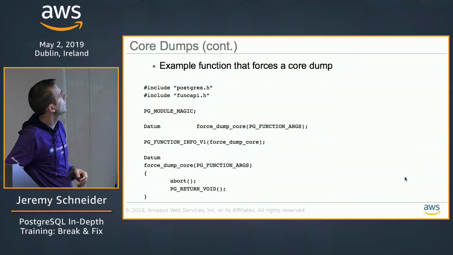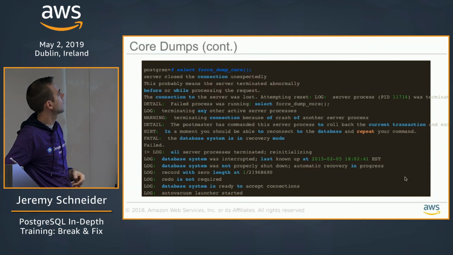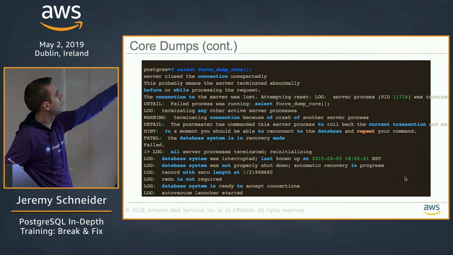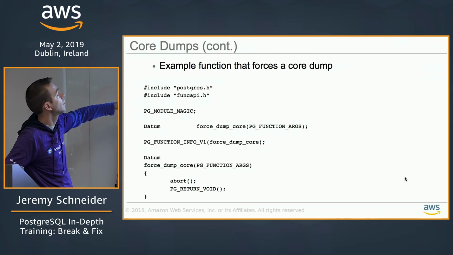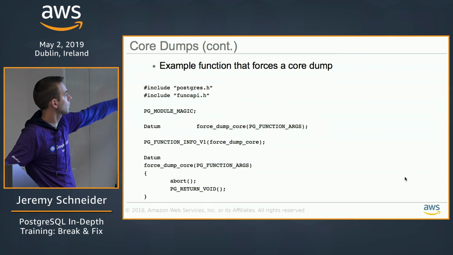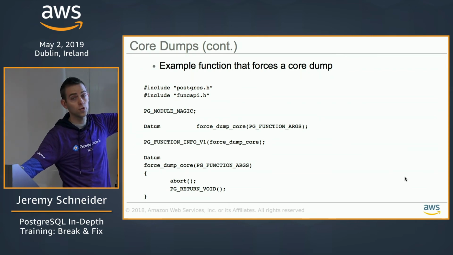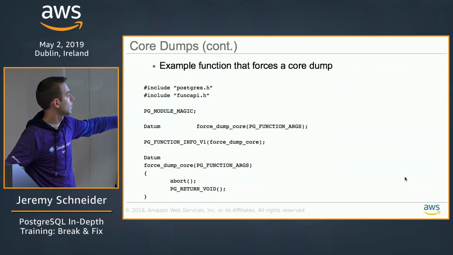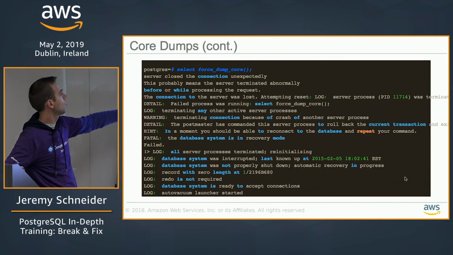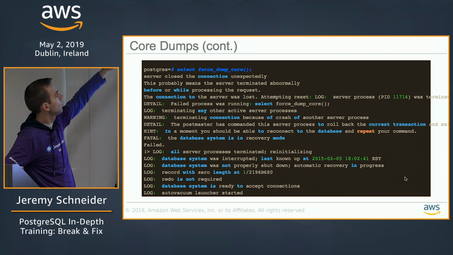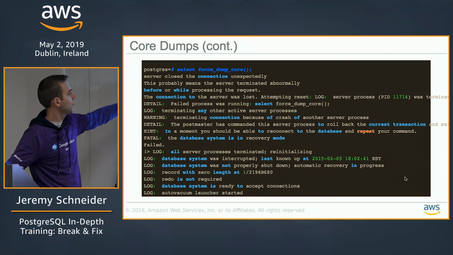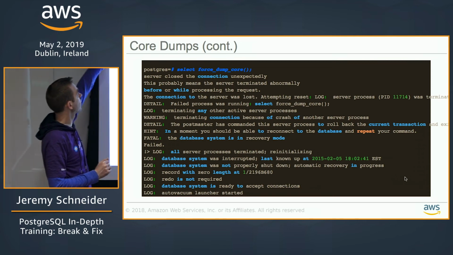We built an example function. All right, then they run the function. So this is kind of neat. They built a function that they're actually loading into the database. This PG function info means it's a Postgres function. And it's called force dump core. They loaded it so they could just run it with a SQL query. So now I just do a select force core dump. And what happens is this is all the error messages you get when a core dump happens, actually.